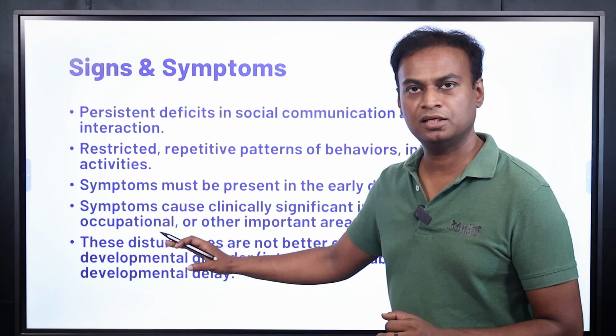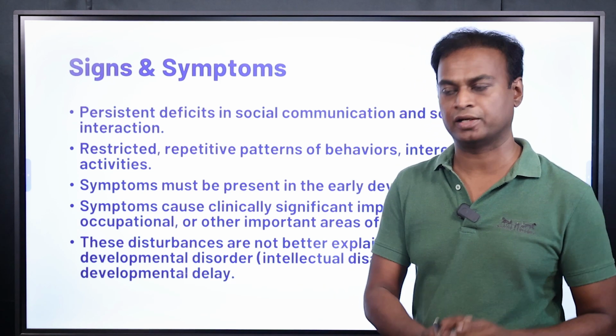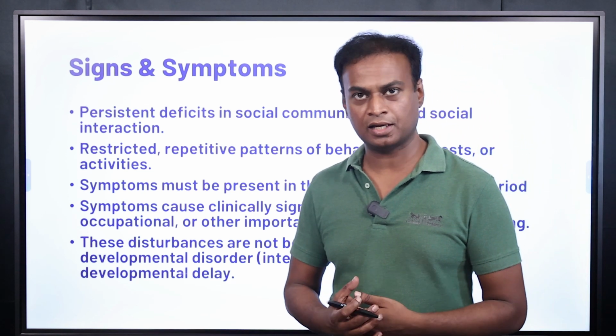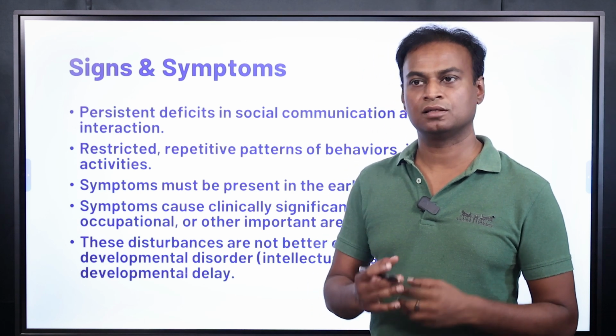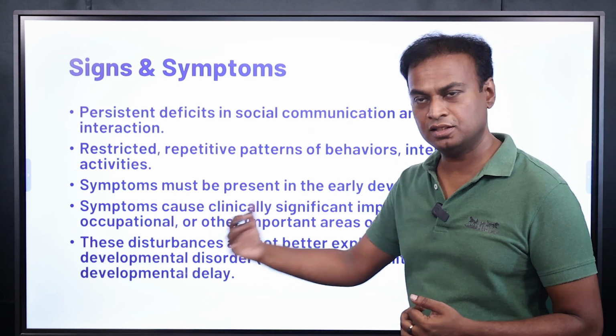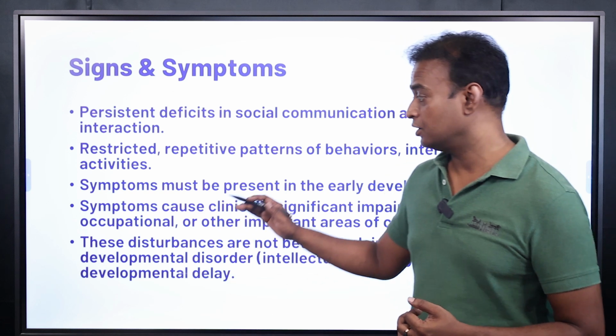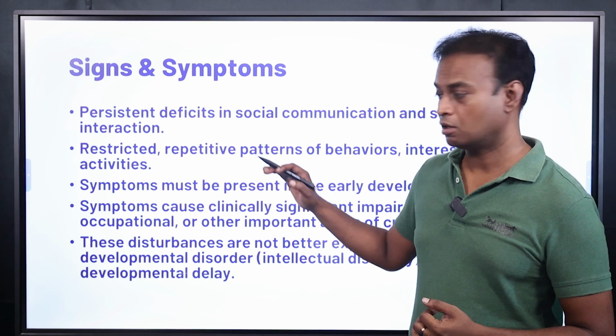Global developmental delay means it can be diagnosed in kids below the age of 5. Whatever the milestones they have, so walking, speaking, eye contact, stranger anxiety, whatever the milestones the kid has to achieve in that particular age group, those will be delayed. Even that has to be differentiated from autism.